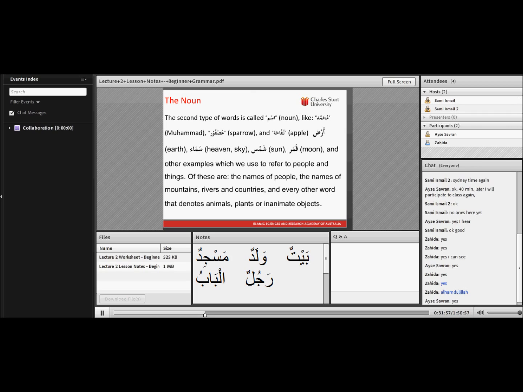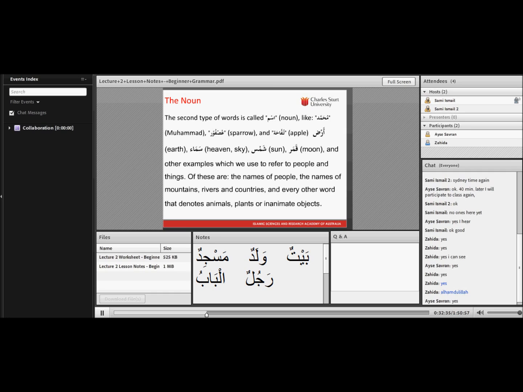Okay, so quickly going through the noun. So far we mentioned that Arabic words are divided into three parts: an ism, a fi'al, and a harf. Ism is a noun, fi'al is a verb, and harf is a particle. And then we looked at the three kinds of verbs. We said verbs are three. They're the fi'al madi, past tense verb; fi'al mudari', present tense verb; and fi'al amr, which is a command or an imperative tense verb. Now, we're going to look at the ism, or the noun.